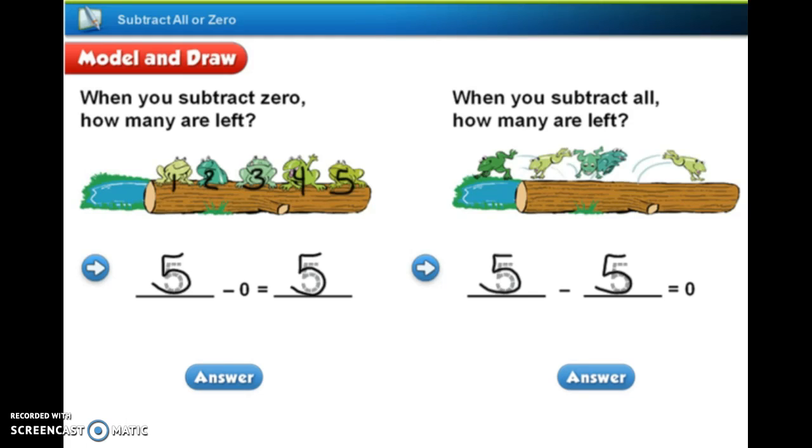Okay, boys and girls, I want you to try to do the rest of this page all on your own. Look at the picture to find out how many frogs there are and how many frogs are jumping off the log. You did a great job. Keep up the good work.